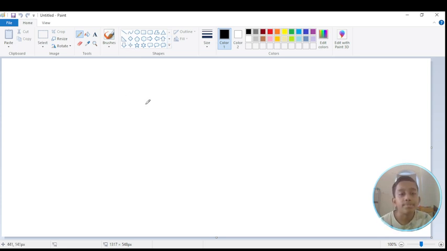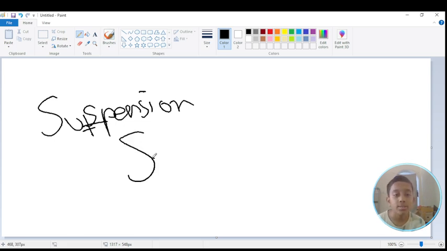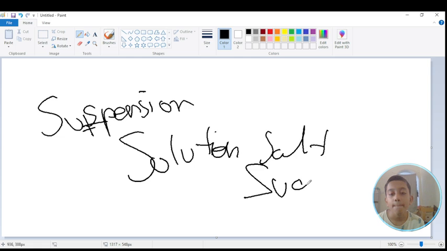Suspension means a mixture which does not dissolve in the water, like sand, mud, egg yolk, egg white, and many more things. And a solution means something which dissolves in the water, like salt and sugar, etc.